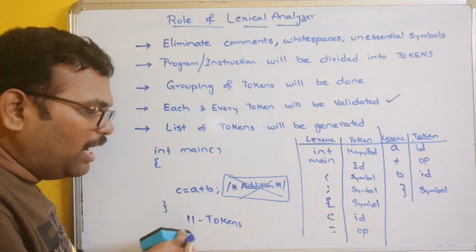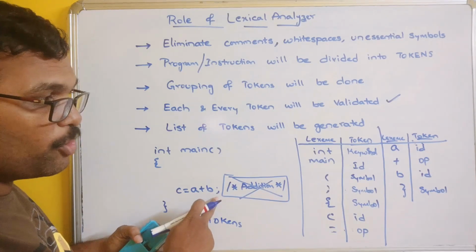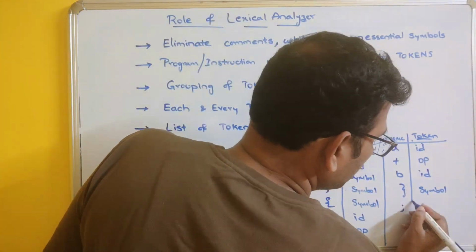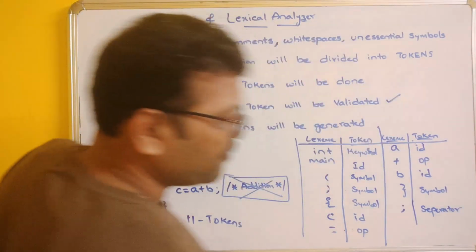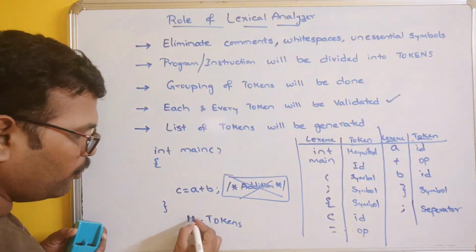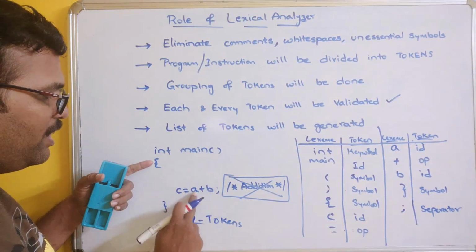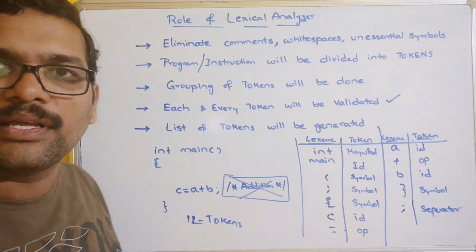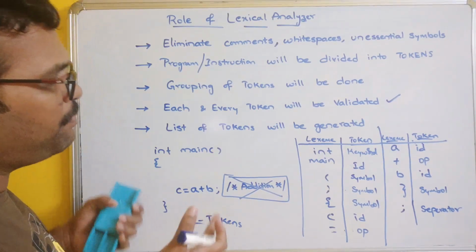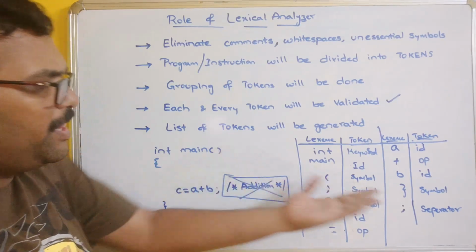So there are total 11 tokens, and also we have missed the semicolon. Yes, so we have also missed the semicolon. This will be the separator. So total 12 tokens are there. So 1, 2, 3, 4, 5, 6, 7, 8, 9, 10, 11 and 12. So total 12 tokens were there. So a simple example for getting the tokens. So this will be the last one.